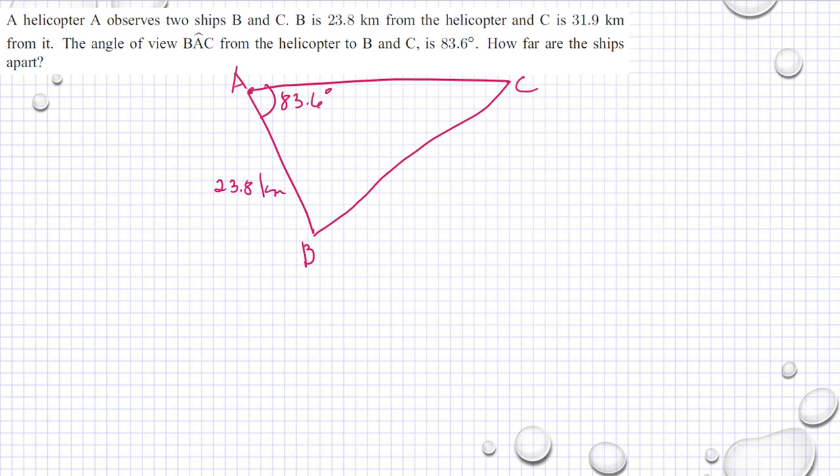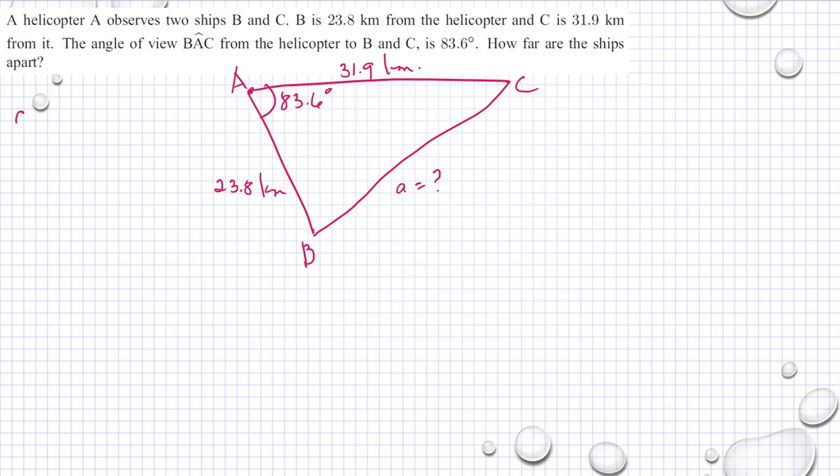Okay, how far are the ships apart? B, C. Let's say we have our A. That is what we're going to solve. This is now 31.9 kilometers. We have two sides and one angle. Then we can use the cosine law.